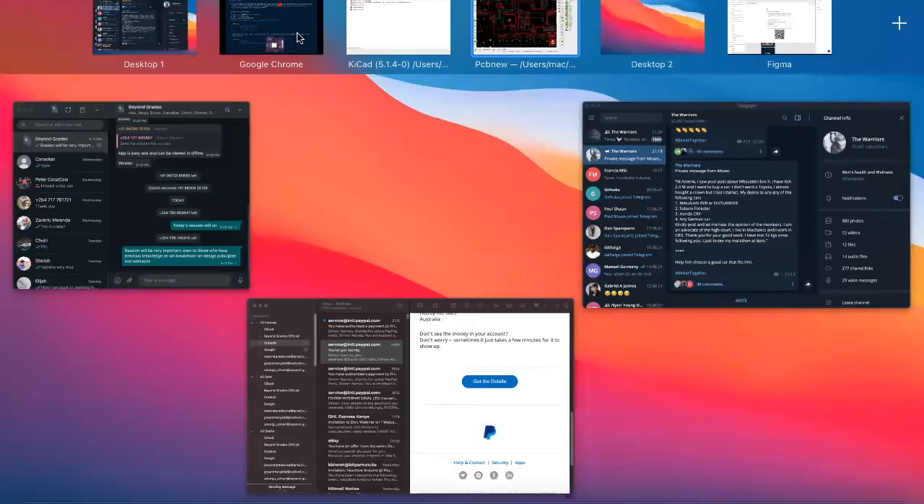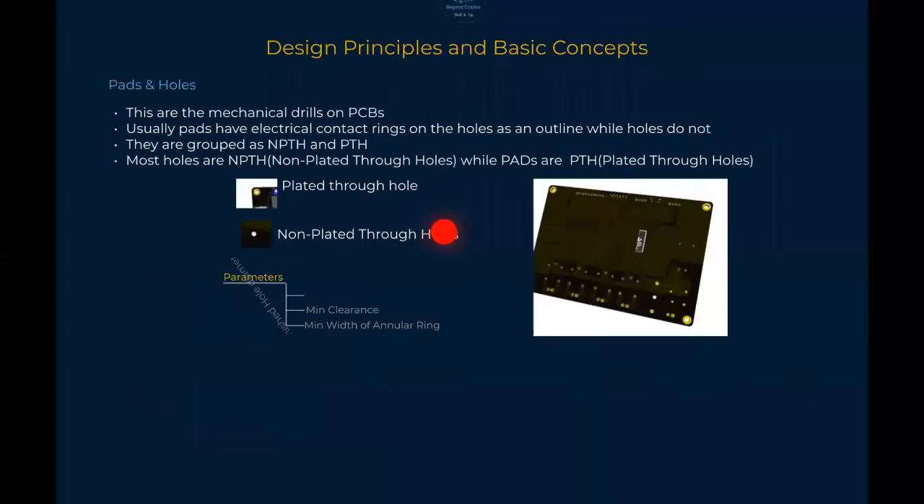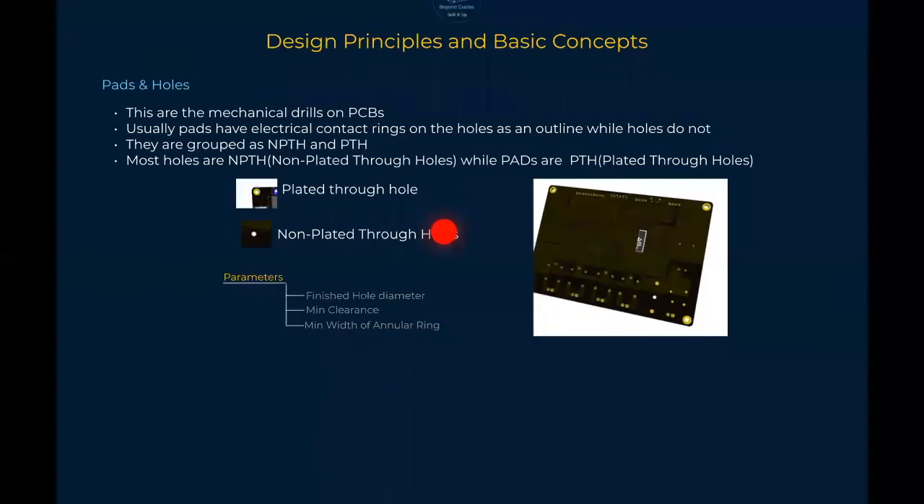So I'll go back to my slide here. The next thing is pads and holes. If you are new here, especially if you are very new, you've heard us talk about pads and holes. You probably don't know what a pad is. So I've given this, that these are mechanical drills on a PCB. Now here I'm going to show the difference between a pad and a hole. Usually pads have electrical contact rings on the holes as an outline, while holes do not. And I'll show that here just now.